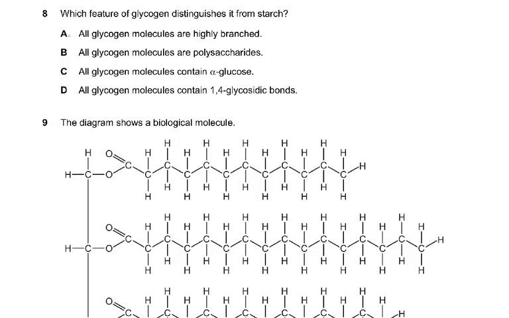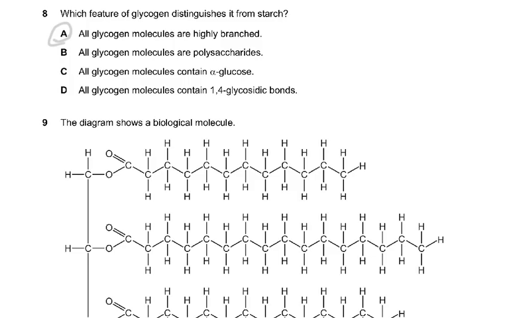Question number 8. Which features of glycogen distinguish it from starch? Remember, starch has two types, amylose and amylopectin. Glycogen has only one type, with 1,4 and 1,6 bonds. All glycogen molecules are highly branched. Yeah, that's the answer. But then, all glycogen molecules are polysaccharides.